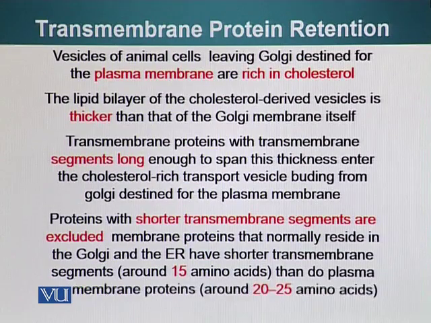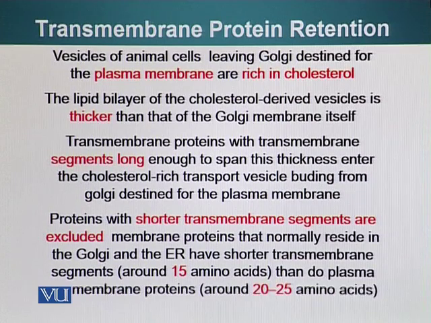The vesicles of animal cells leaving the Golgi destined for the plasma membrane are rich in cholesterol. So here's an additional mechanism which allows concentration of specific proteins in a specific region of a membrane. The lipid bilayer of cholesterol-rich vesicles is thicker than that of the Golgi membrane itself. So after the Golgi has received packages, different proteins from the endoplasmic reticulum, now it needs to send some of them to the surface of the cell.